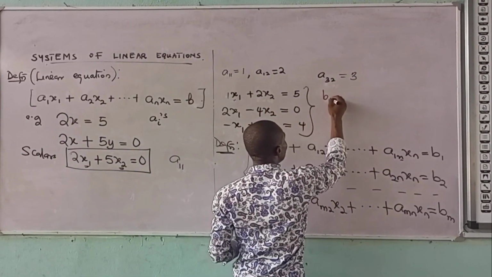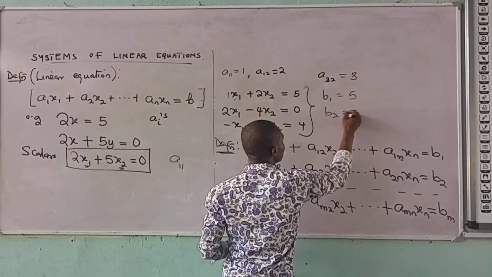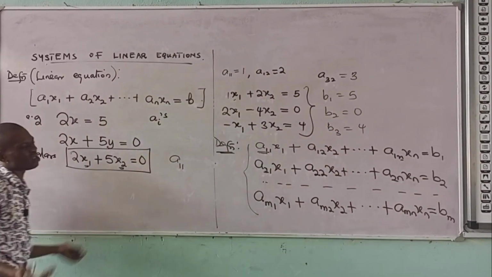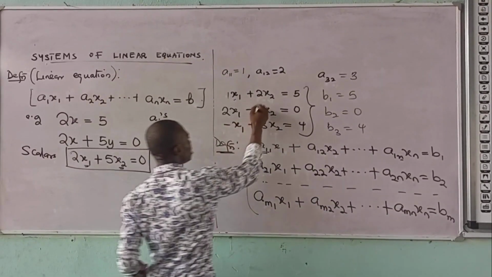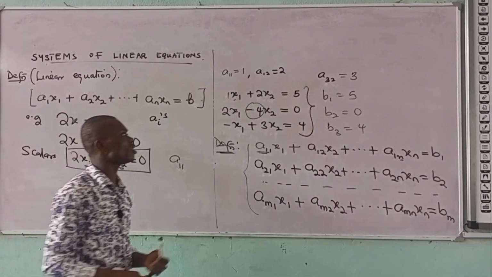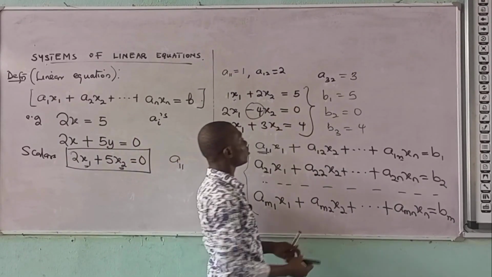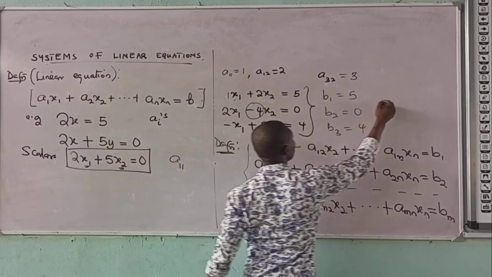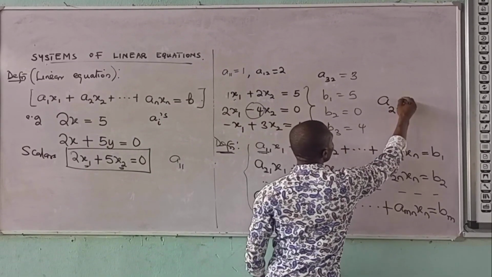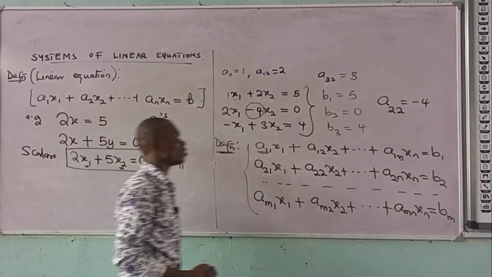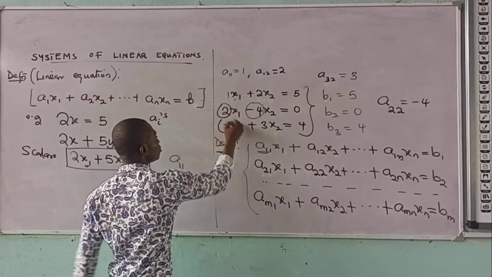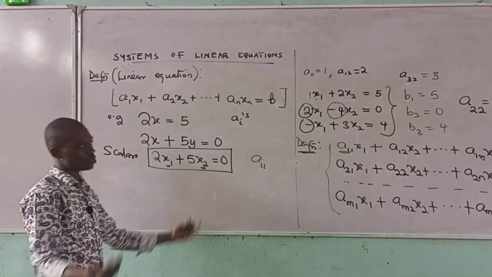So here you can say our B1 is 5, our B2 is 0, and our B3 is equal to 4. So all of these are just nomenclatures and representation. So what do you think this one is going to be? What is minus 4 going to be in terms of nomenclature? Of course that's equation 2, so that will be A2, and that is variable 2. That will be A22, equal to minus 4. So this one now is going to be A21, and this is going to be A31, and so on and so forth.